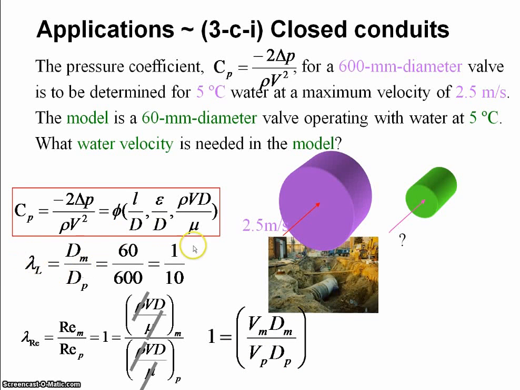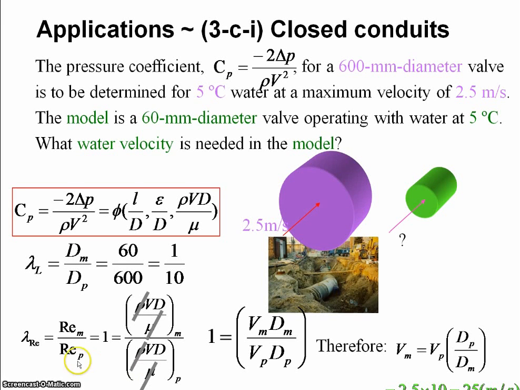Now, in the geometric similarity, we have a 1 to 10 ratio. In other words, in order to have this bridge between the model and prototype correctly, we will require the model velocity to be 2.5 times 10 equal to 25 meters per second. They will reach the dynamic similarities between the model and prototype.